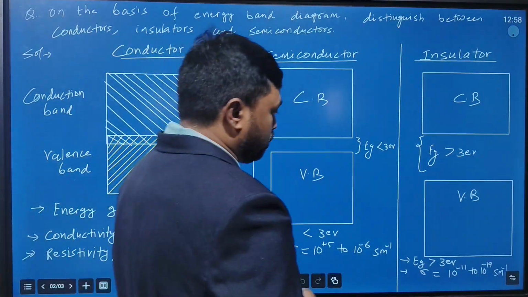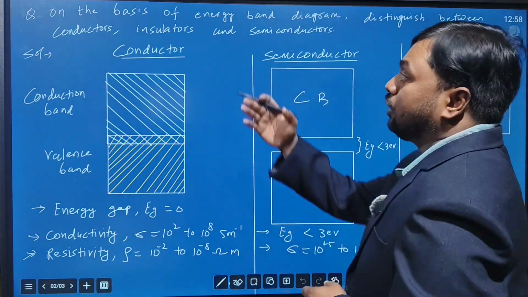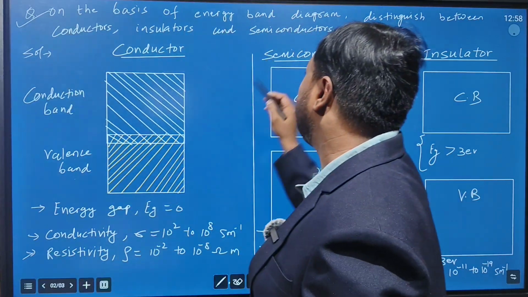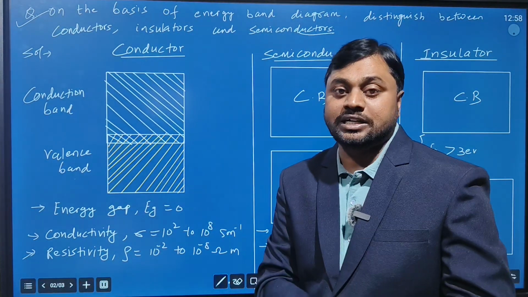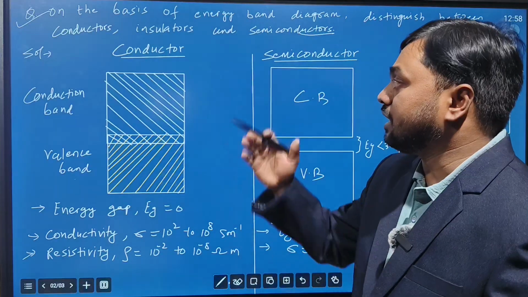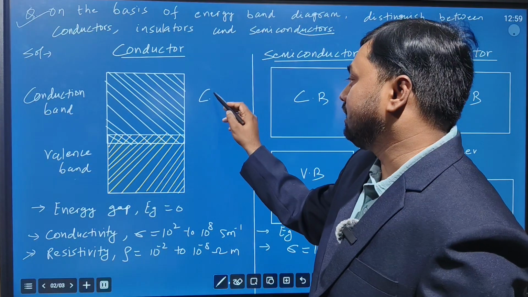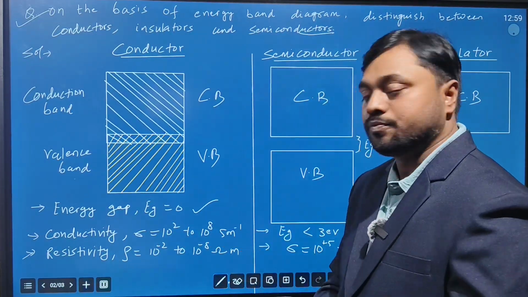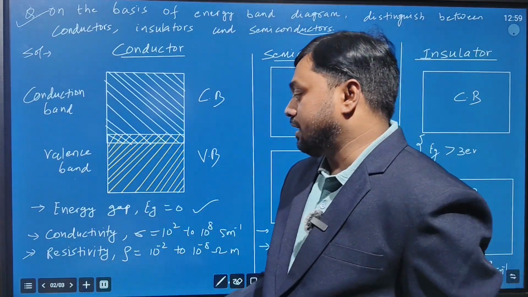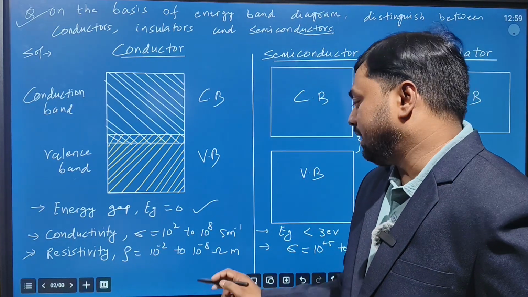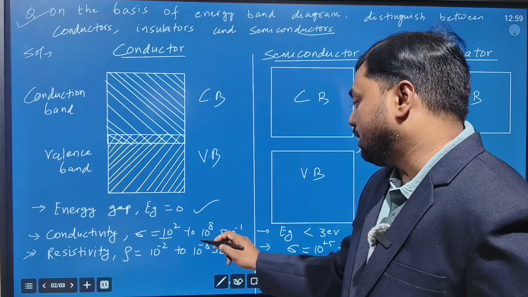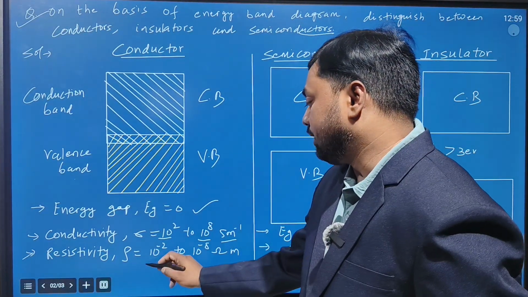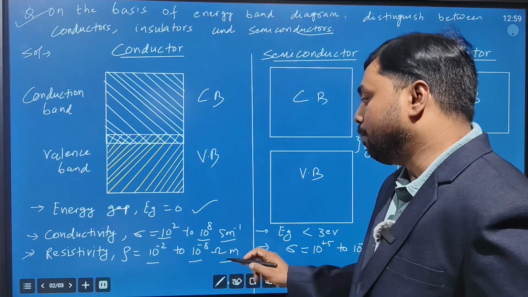Now they may ask you one question, 3 to 5 marks: on the basis of the energy band diagram, distinguish between conductors, insulators and semiconductors. So try to understand these concepts. In case of conductors, the 2 bands, that is the conduction band and the valence band, are overlapped. So the energy gap is 0. In case of a conductor, conductivity is very high, that is 10 to the power plus 2 to 10 to the power plus 8 Siemens per meter, whereas resistivity is very low, 10 to the power minus 2 to 10 to the power minus 8 ohm meter.